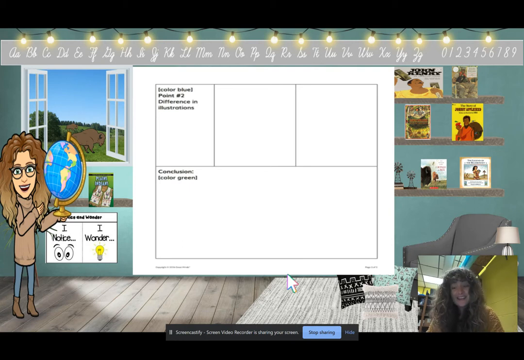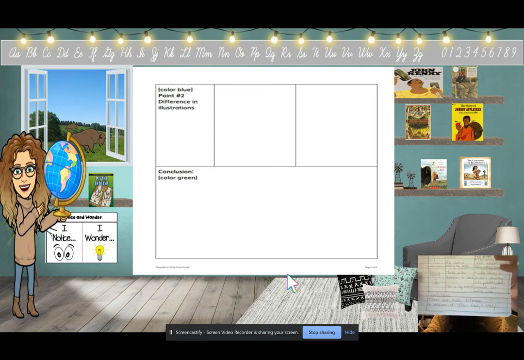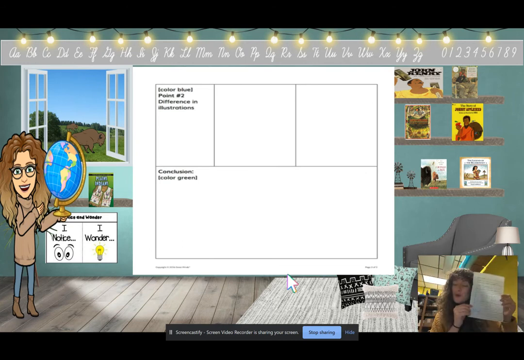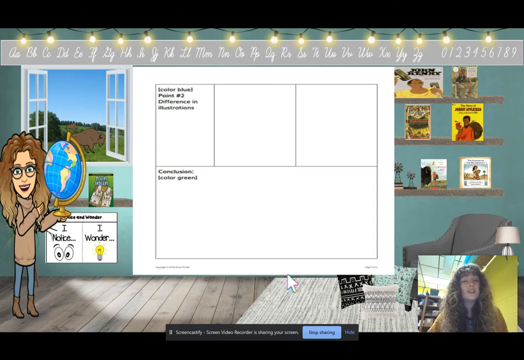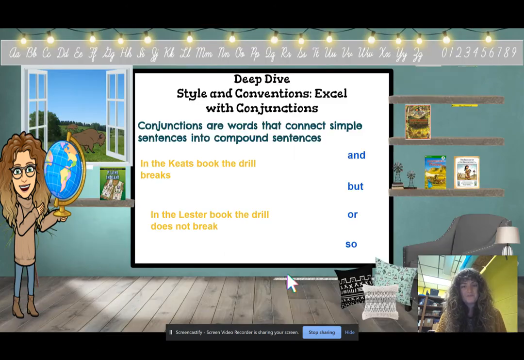All right, so here is my conclusion. I said there are many differences in John Henry's story. So if you are one of my smarties, I want you to take a picture of your completed chart and send it to me in Seesaw. We are going to be using this to help us write our paragraph to answer that question. How are those two versions different?